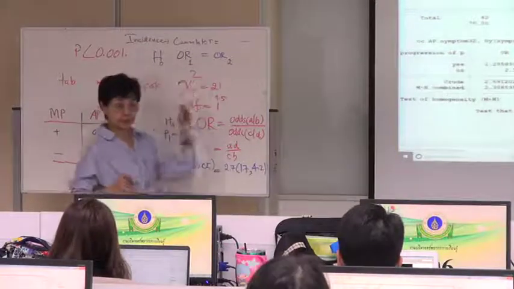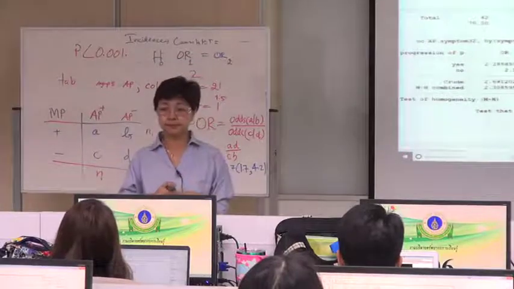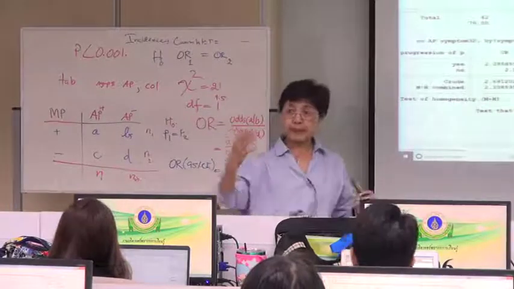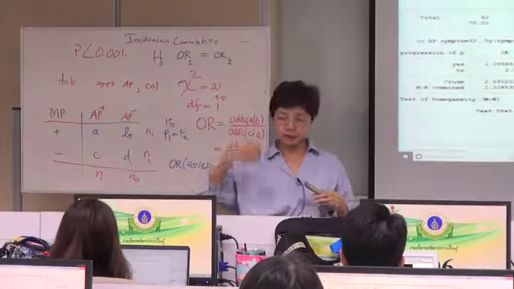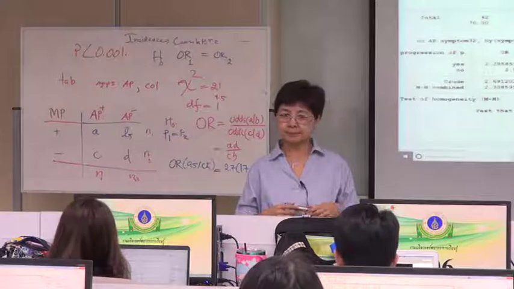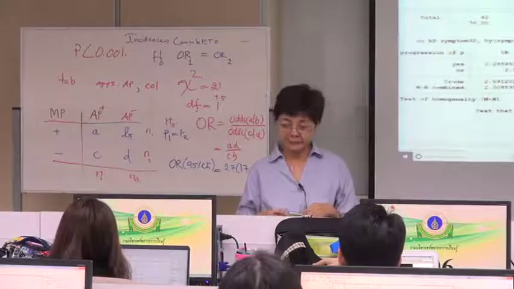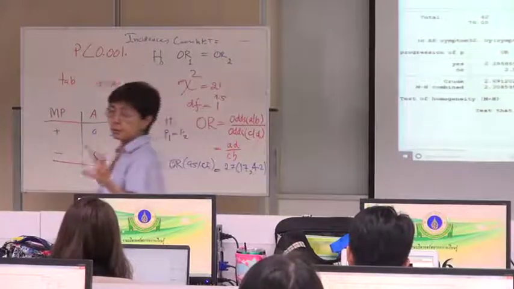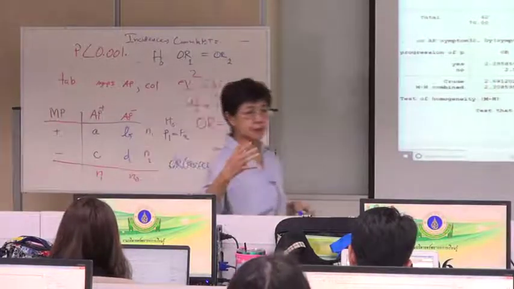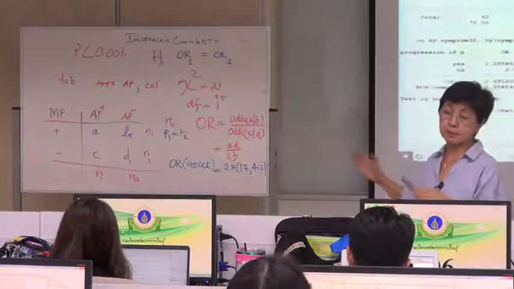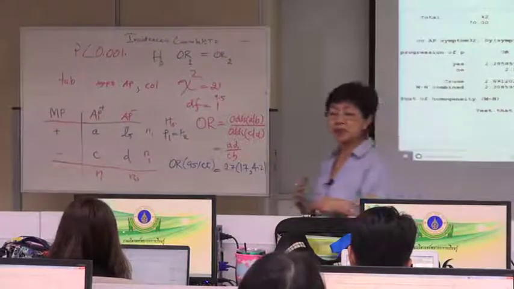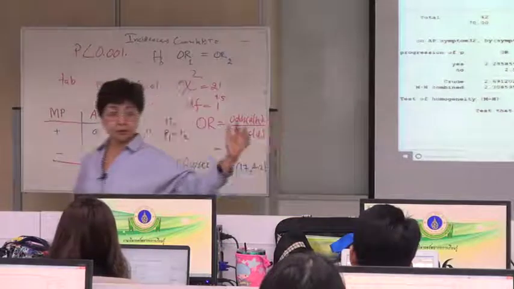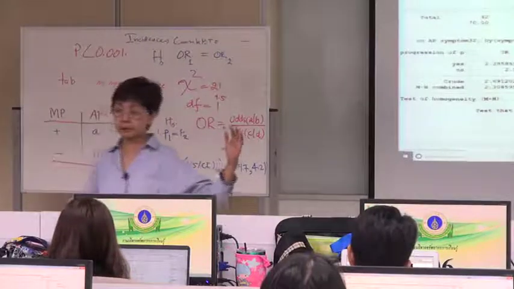If the two odds ratios are different, that is an effect modifier, right? Effect modifier means that the effect of migration of pain is different according to progression of pain. So when we test the association between the factor of interest, here migration of pain, the effect of migration of pain on appendicitis may be different according to the level of another variable. Here it is progression of pain.